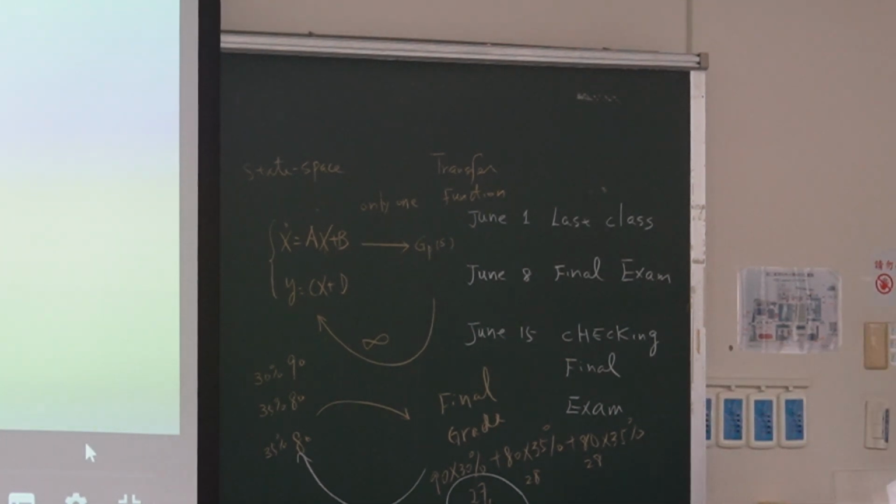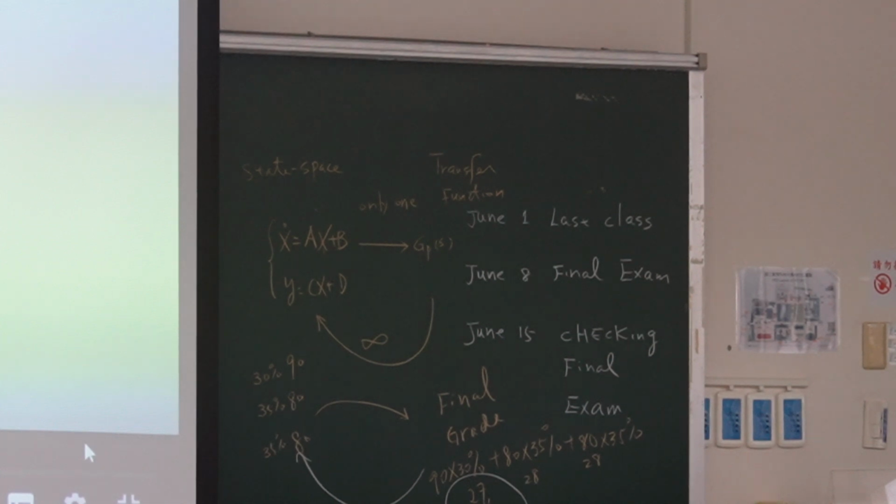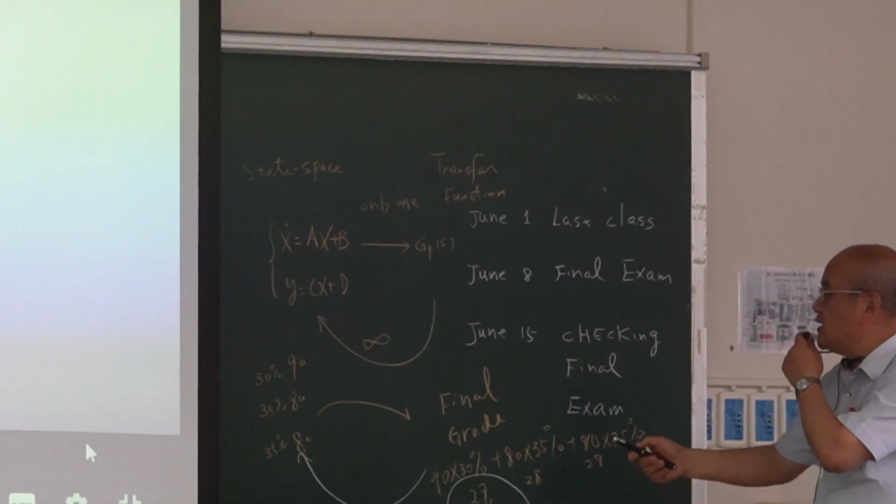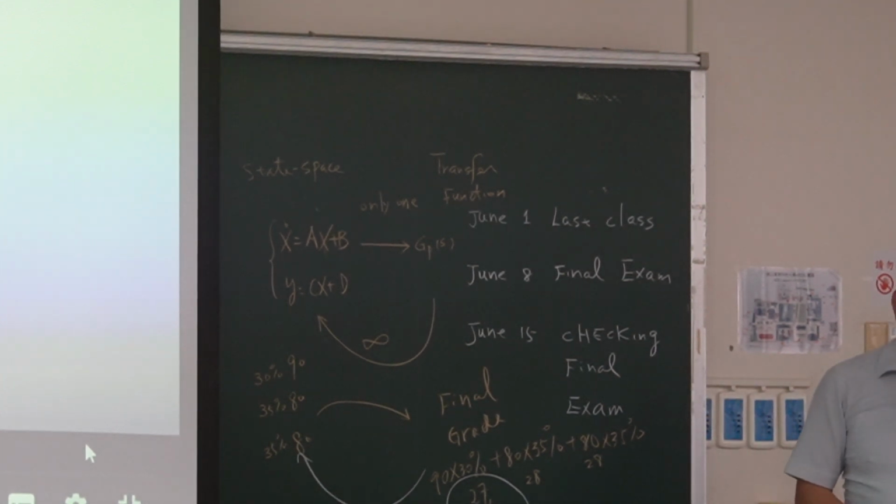So which one do you think is better? State space or transfer function? If I know state space, then I can compute the transfer function, and it is a unique solution. But if you give me the transfer function, can I return to state space? No. So which one is better? State space representation provides more information, not only input and output, but also the state variables. So in general, state space is better than transfer function.